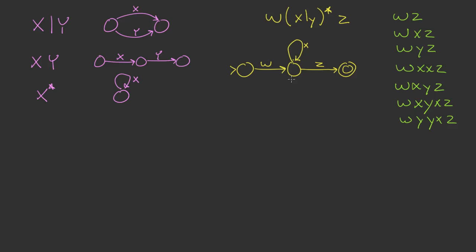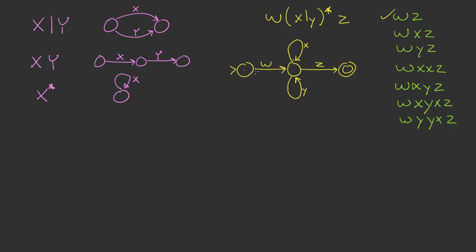And we're going to do the X or Y as two loops. The first one is labeled X. The second one is labeled Y. And we end up with something that looks kind of like a propeller. Let's see if this works out. Let's try the first one here, WZ. We started at our starting state. Go WZ. Yes, that one works.